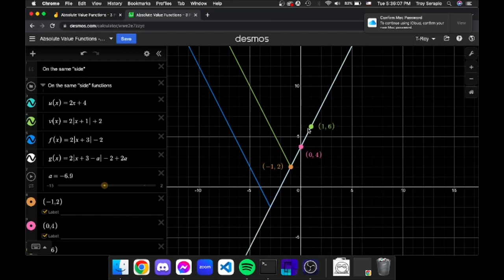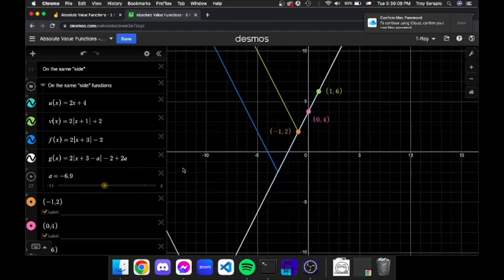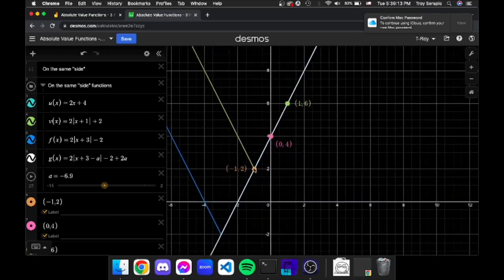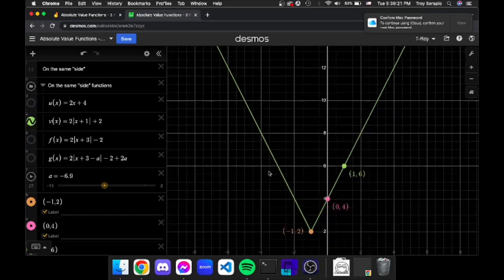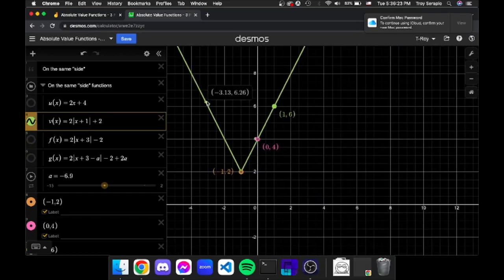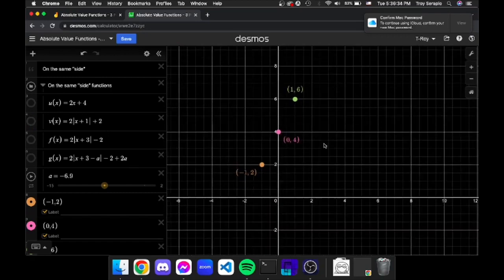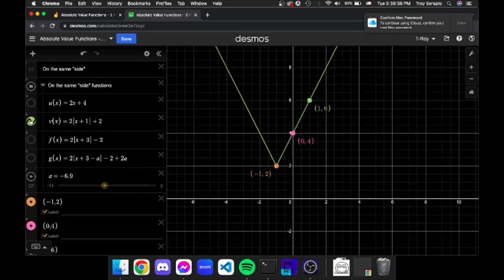Unless they either tell you the vertex is at a certain Y value, or, let's say, negative 1, 2 is apparently the vertex, in which case this one will be the only absolute value function that is possible, which is a very isolated case, but they can always do that. So I think that is all that I'll say on the same side functions.